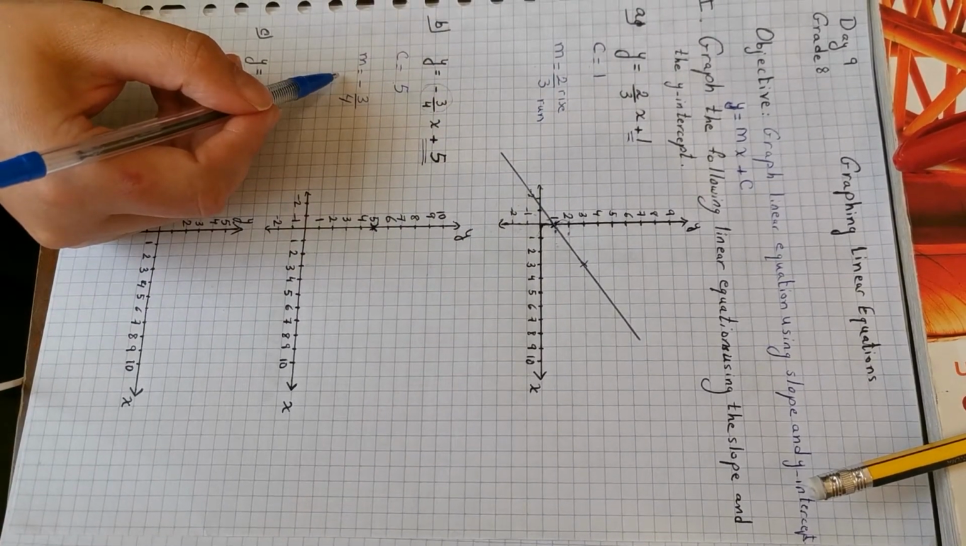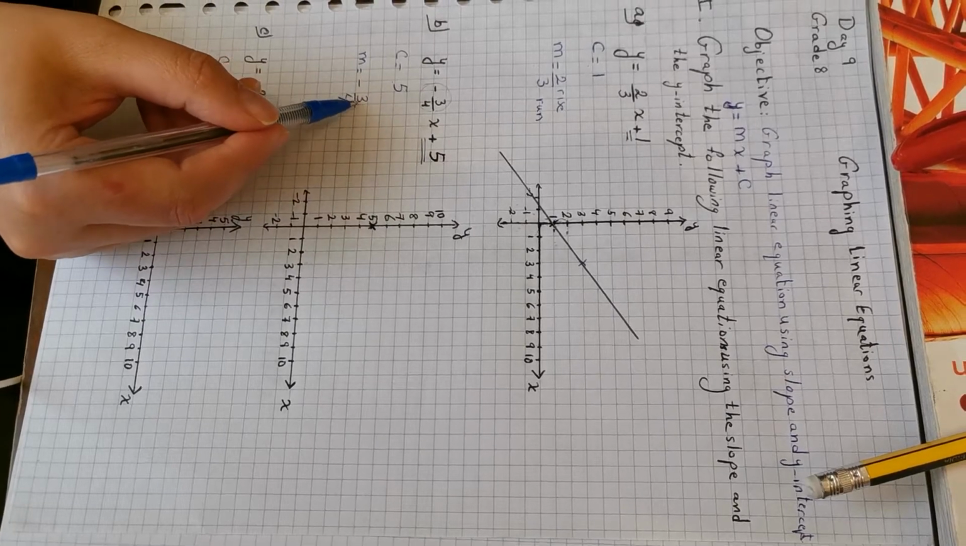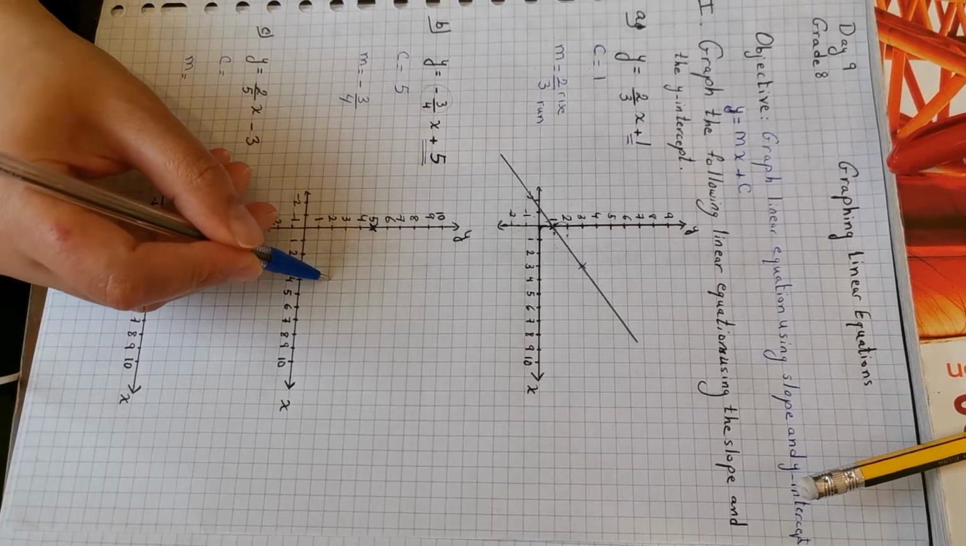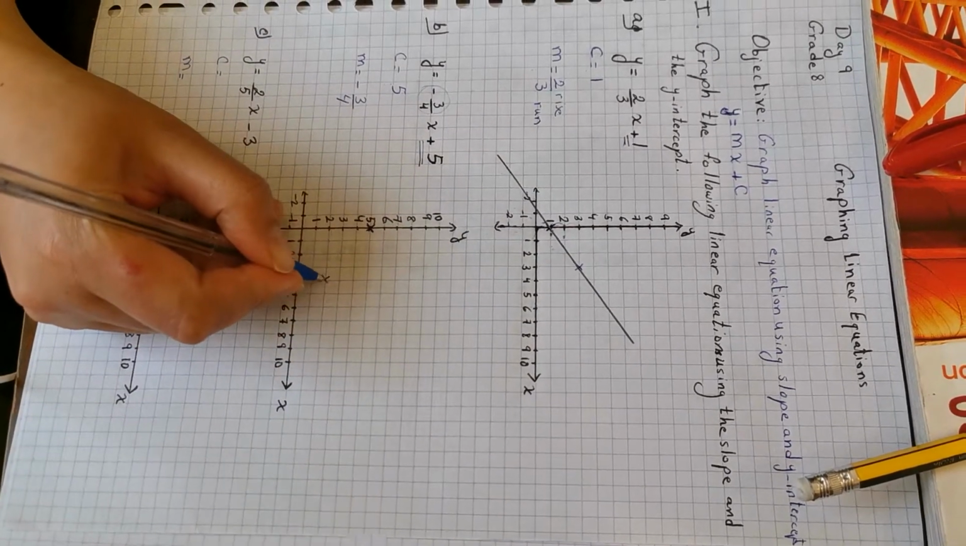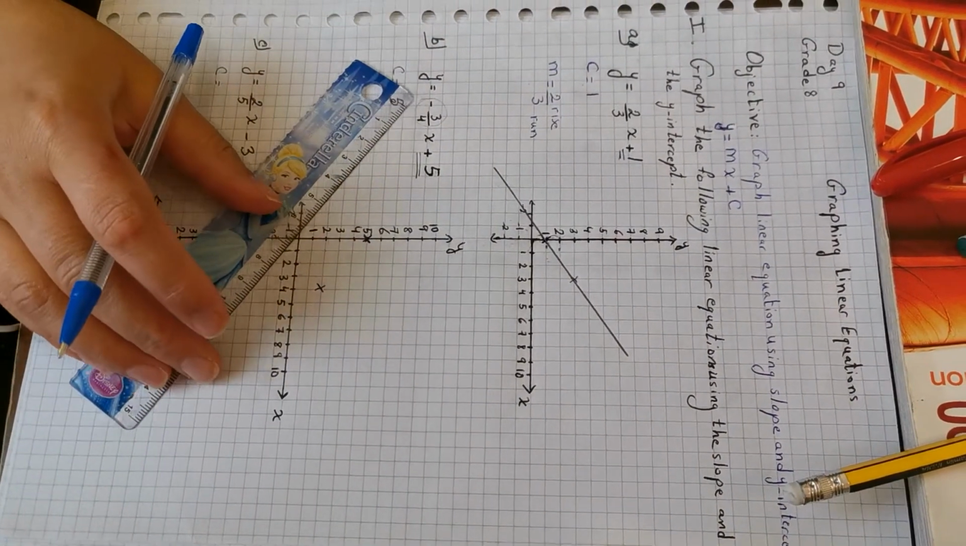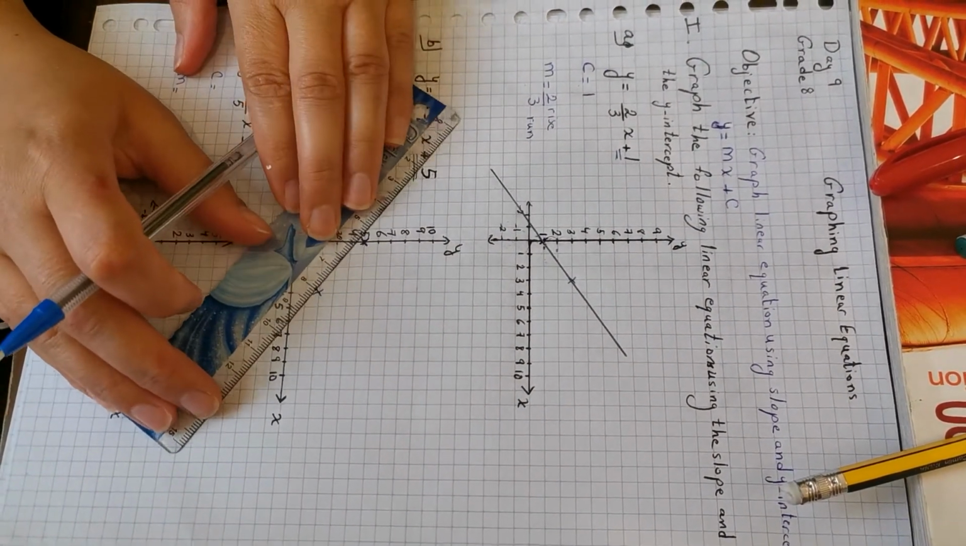The slope here is negative, so instead of going up for the rise, I have to go down. 3 steps down, 4 steps to the right. I have my second point. Just join the 2 points and you will get the line of the equation y equals negative 3 over 4x plus 5.